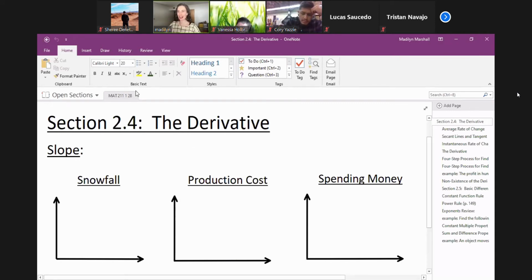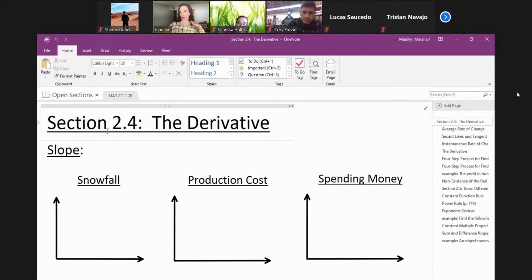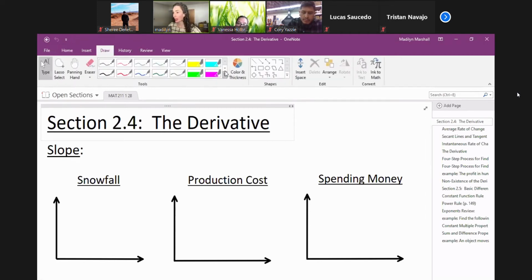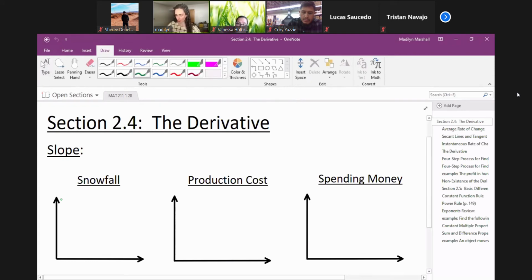Okay, so section 2.4, the derivative. The derivative is sort of our second main thing in calculus. We started with limits, and limits are going to give us this next thing called a derivative. Before getting to what a derivative is, it's going to take us a little bit. The derivative relies on the concept of slope, which is one of the first things we learn in Algebra 1.